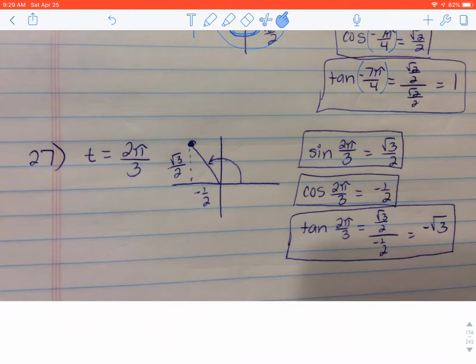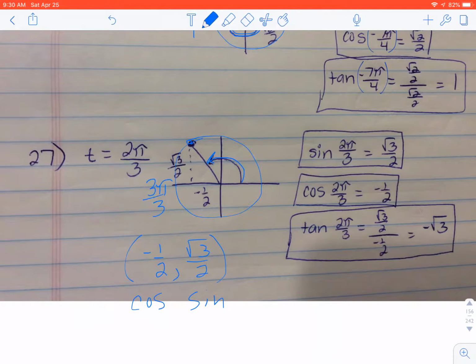And then number 27, we have t equals 2 pi over 3. Okay, so again, finding that on the unit circle, 2 pi over 3 is right here, right before 3 pi over 3. Okay, so that's our unit circle. Again, remembering family of 3 is always 1/2, comma, square root 3 over 2. But since we're in quadrant 2, it's going to be negative 1/2, comma, square root 3 over 2. Here's your cosine. Here's your sine theta. So sine of 2 pi over 3 is square root 3 over 2. Cosine of 2 pi over 3 is negative 1/2. And tangent of 2 pi over 3 is always our sine over cosine. So square root 3 over 2 over negative 1/2. Okay, gives us negative square root 3.